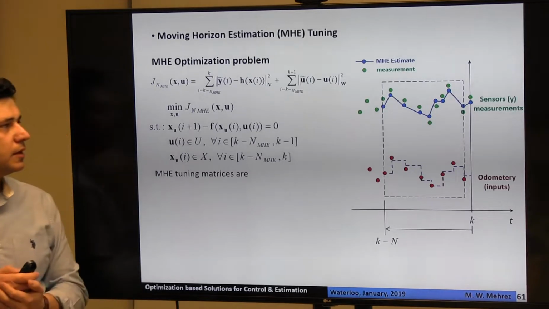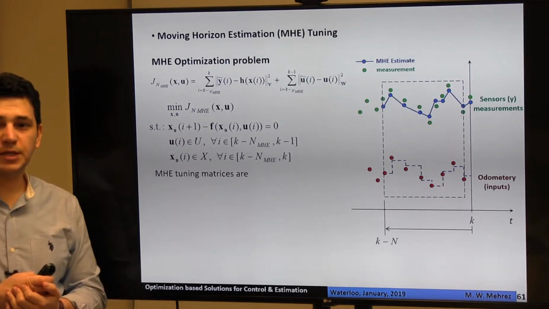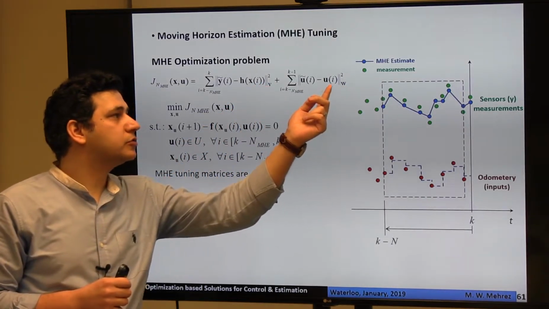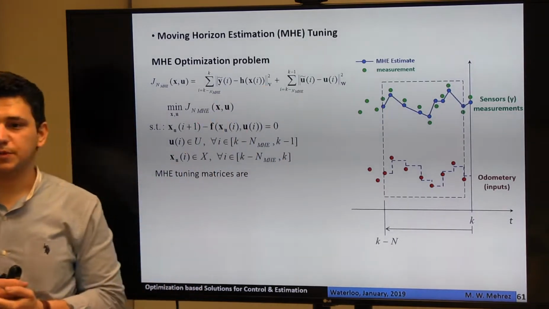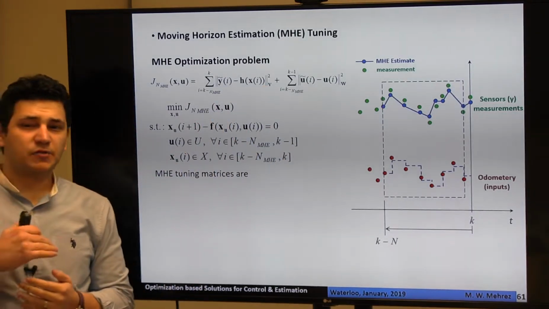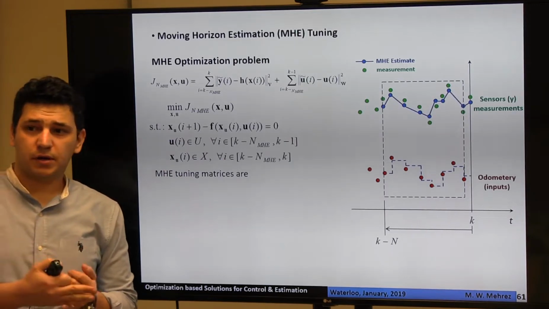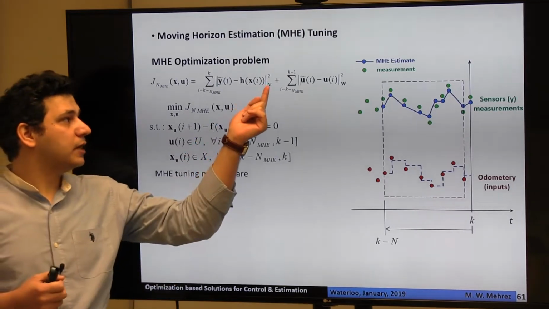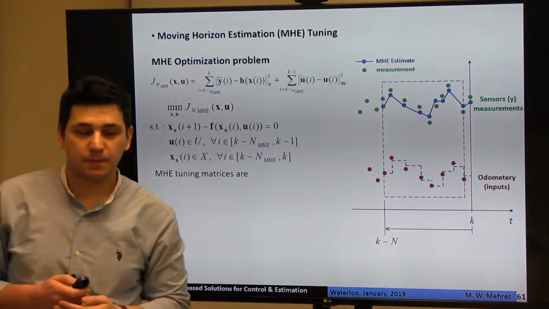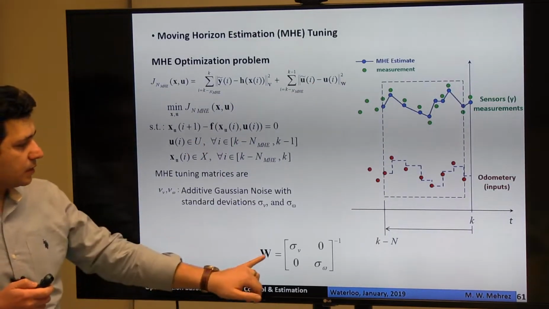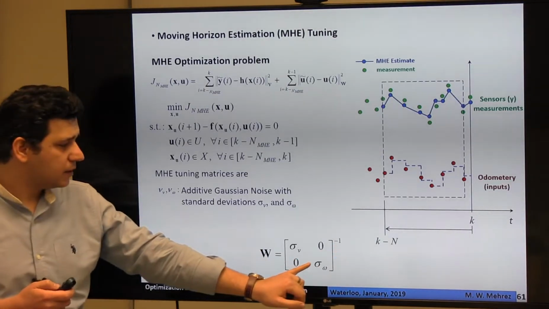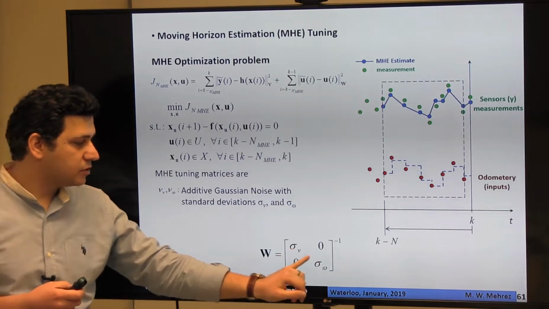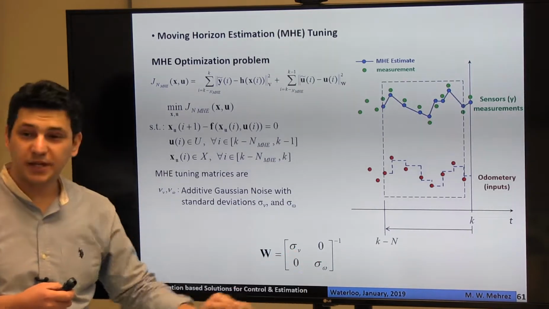So again, this is our optimization problem for MHE. What we did not talk about are the weighting matrices for the control and for the measurement. If the noises in your disturbed model and in your measurement model are Gaussian, finding these matrices is pretty easy. It turns out that W is basically the inverse of this matrix, which has the standard deviations for the control V and the control omega, right?